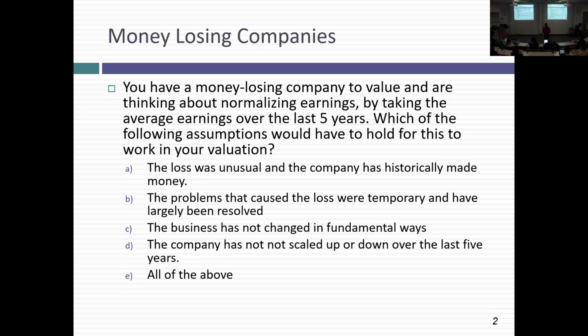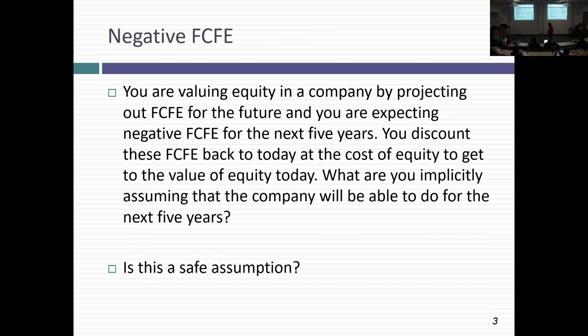And many of you have companies where that's the case. But some of you might have companies where it's a one-time problem, it's gone now, and you can go back to normalizing and replacing the negative numbers.